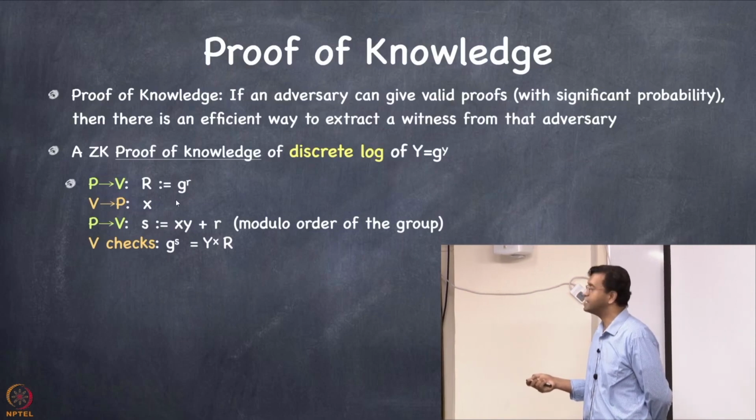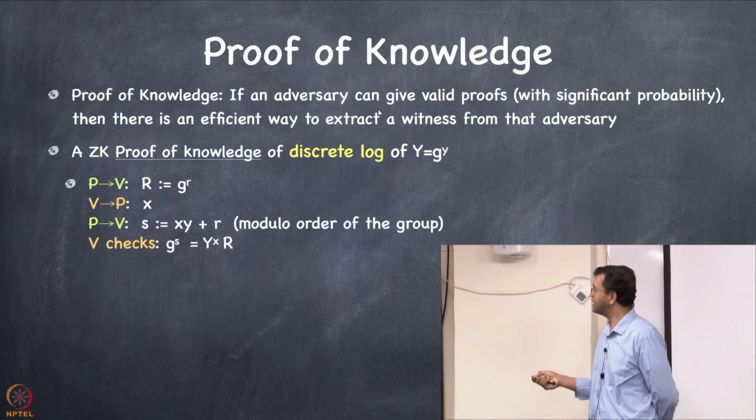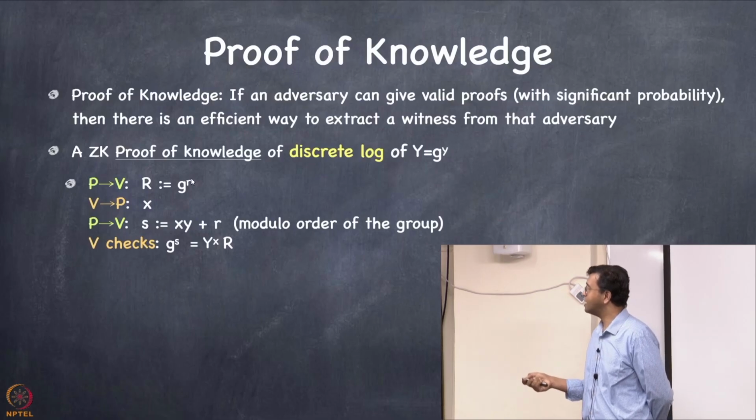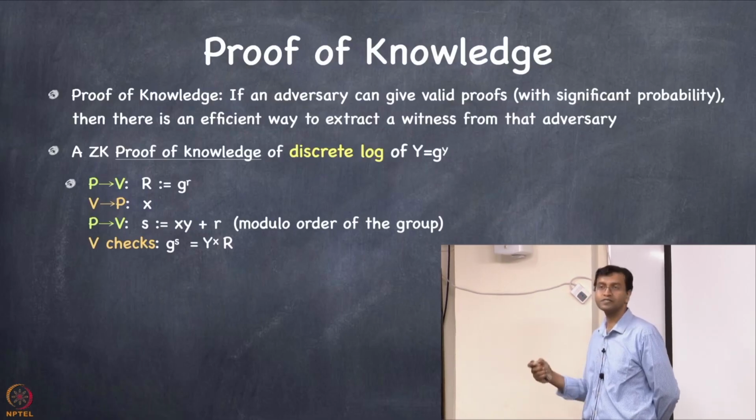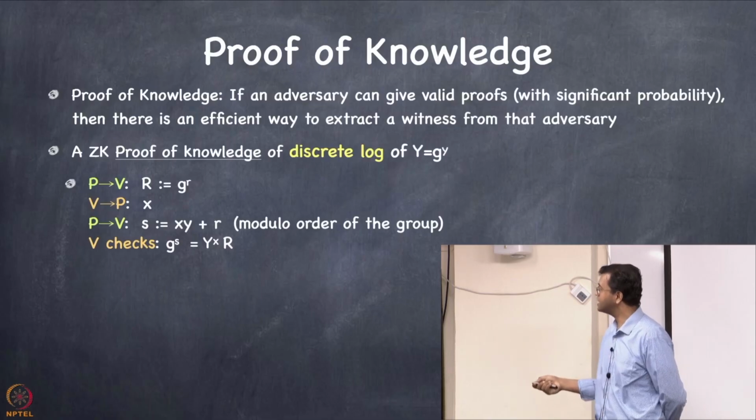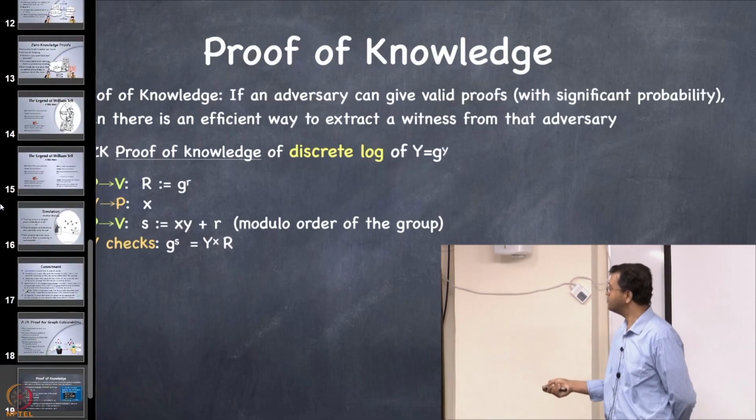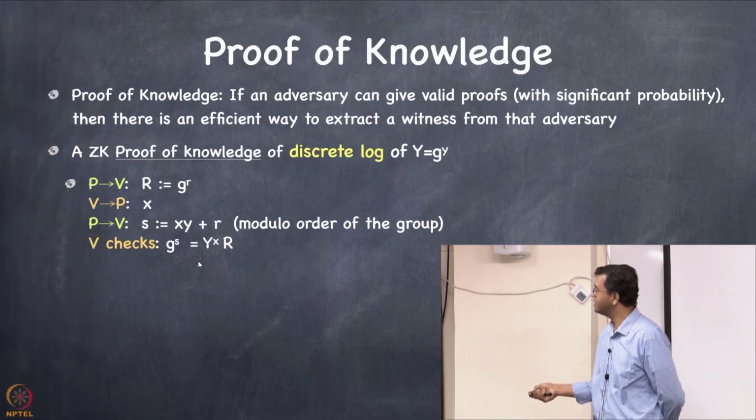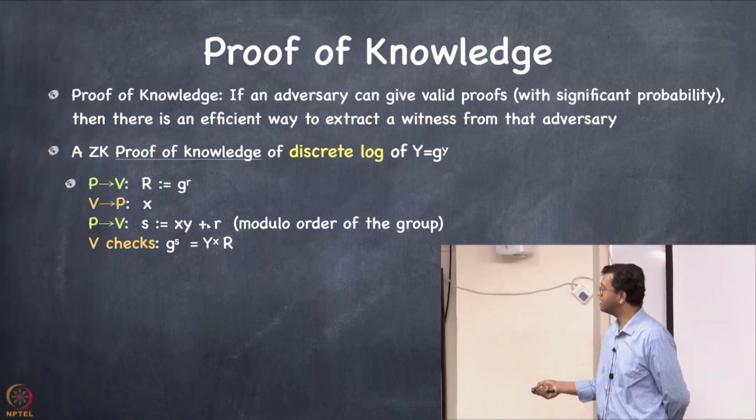But it knows everything in the exponent. It knows y in the exponent. It knows r in the exponent. The capital R is little r in the exponent. And it knows x in the clear. It knows x as it is. So it can compute this xy plus r in the exponent.